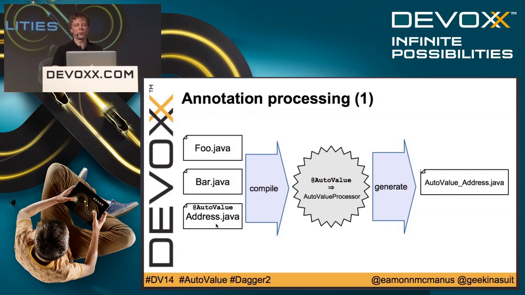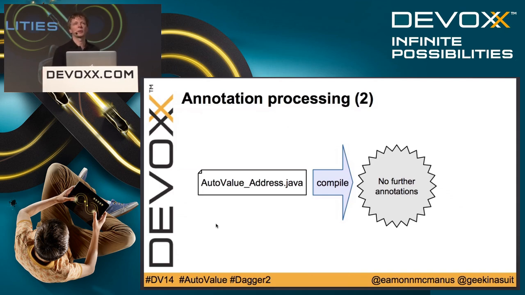So with an input Address.java, it's going to create AutoValue_Address.java. So it's going to create that file. And then the next thing that's going to happen is there's a second round of compilation with all of any files that were generated during annotation processing after the first round. So the first round is the input source files that you gave to the compiler, and the second round is any new source files that were generated by annotation processing.